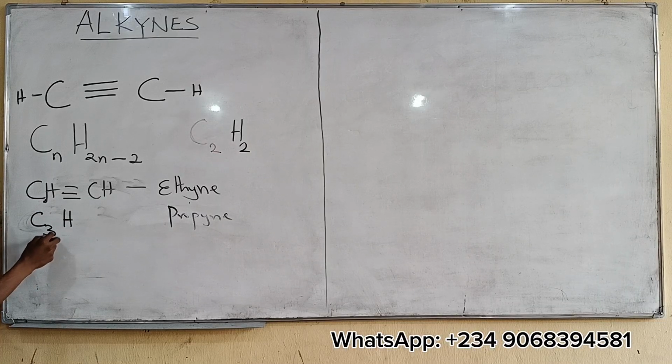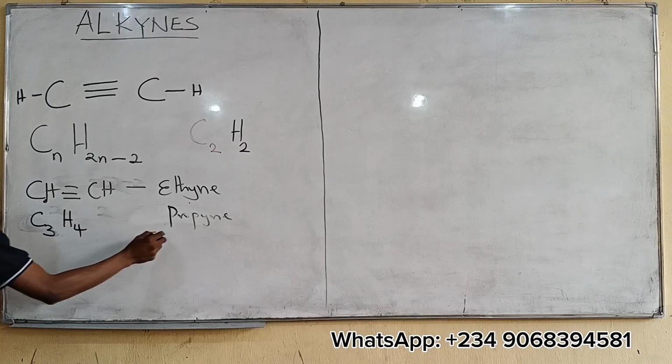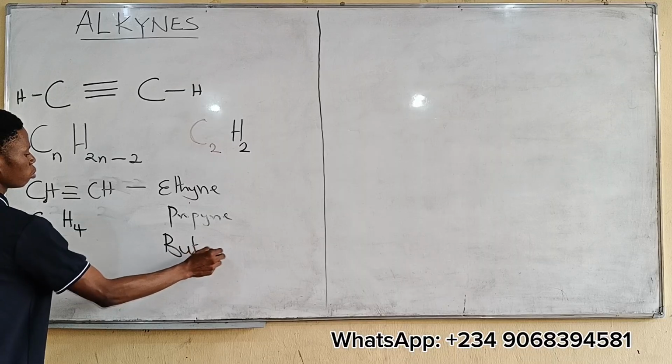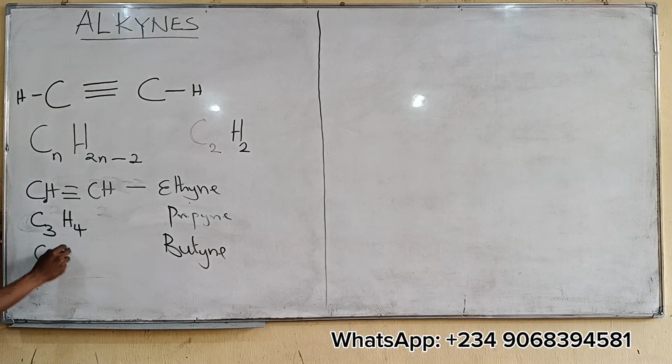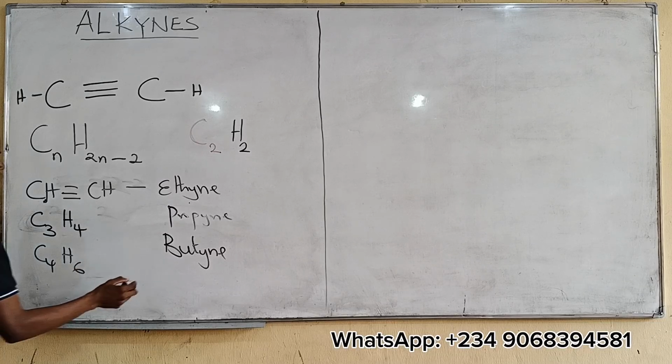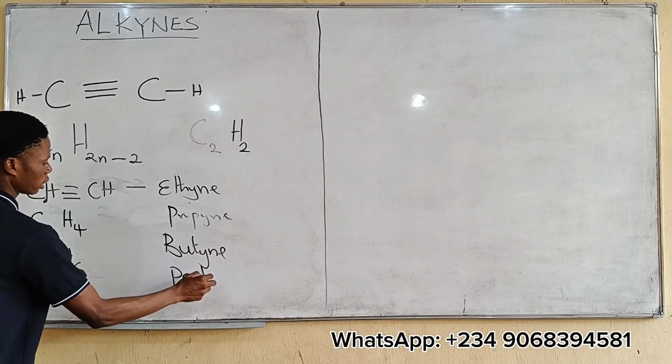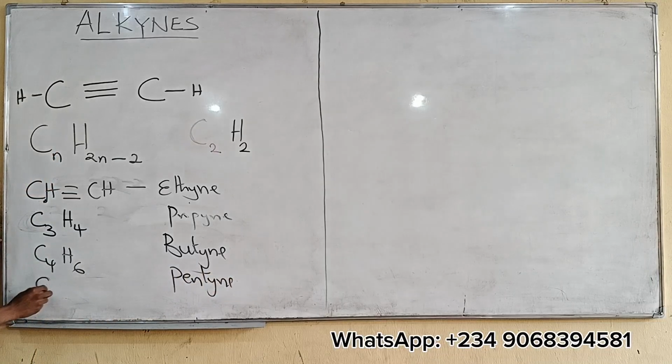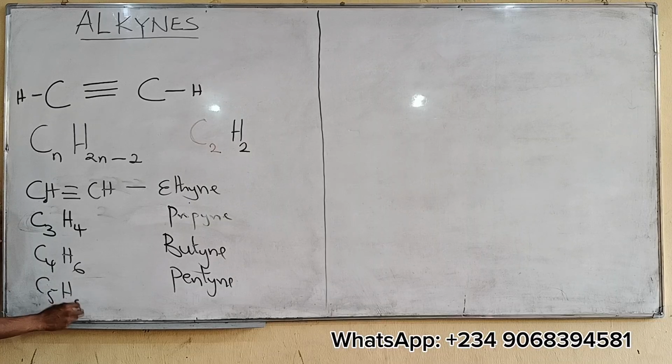The formula says 2n minus 2, so 2 times 3 gives us 6, and 6 minus 2 is 4. The next one is butyne, that's C4H6: 2 times 4 is 8, 8 minus 2 is 6. The next one is pentyne. That's C5H8: 2 times 5 is 10, 10 minus 2 is 8. Alright, so that's that for the alkynes.